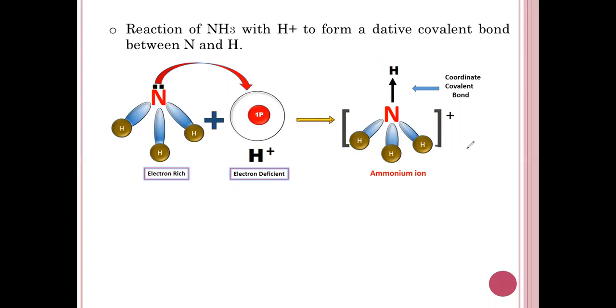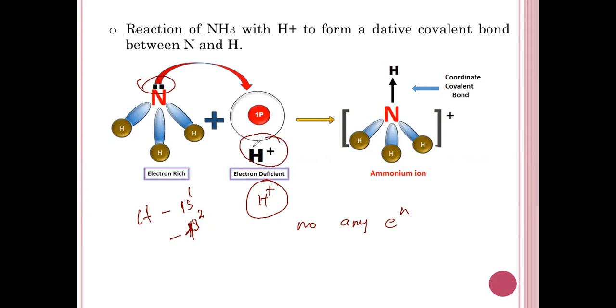Okay, so look here. What is meant by H plus? There is no electron, right? So the hydrogen should have the maximum, a 1s2 configuration, if you want to get the stable configuration. What is happening? This nitrogen provides its lone pair to the hydrogen ion H plus.